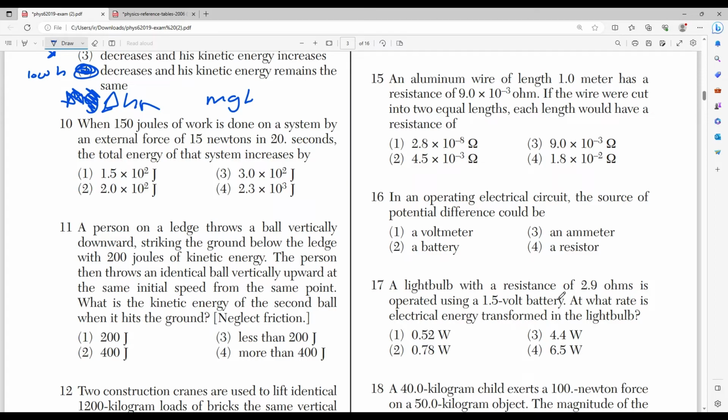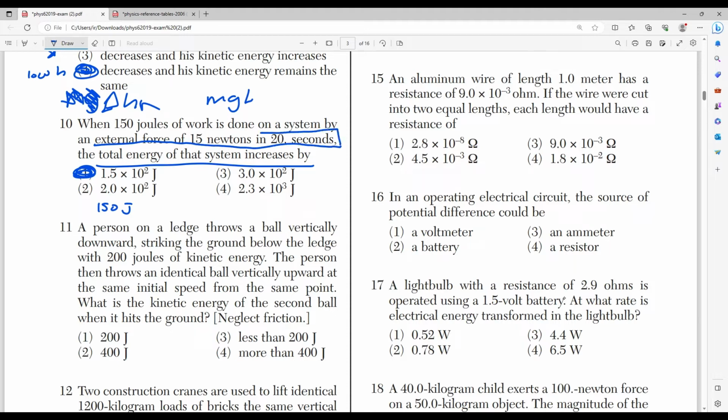Number 10 says when 150 joules of work is done on a system by an external force of 15 newtons in 20 seconds, the total energy of that system increases by what value? Well, they just said that 150 joules of work was done on a system. So that means that the answer has to be 1, because 1.5 times 10 to the 2 is the same thing as saying 150 joules. Right here, they said 150 joules is done on a system. Now you may be confused by this part, by an external force of 15 newtons in 20 seconds.